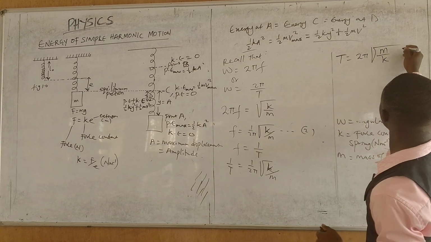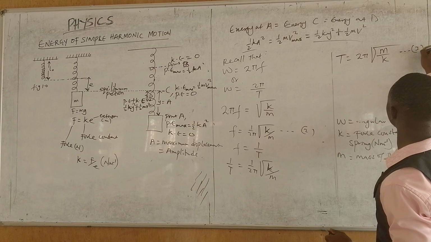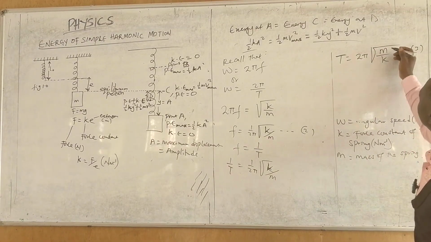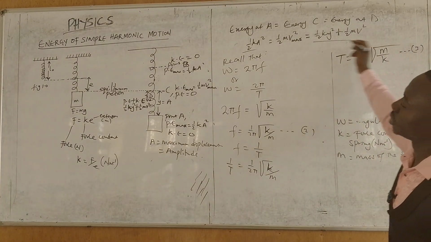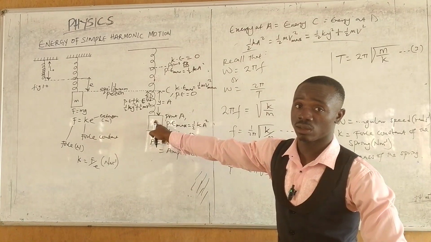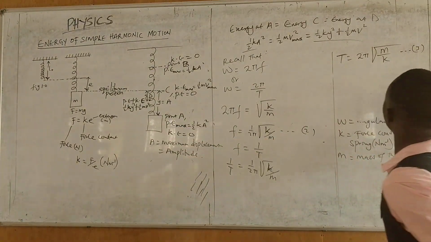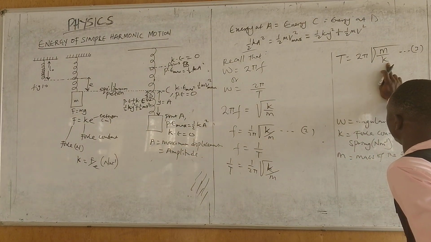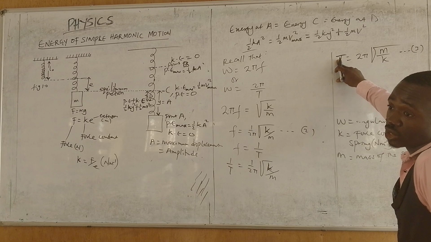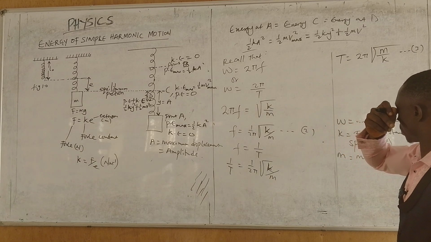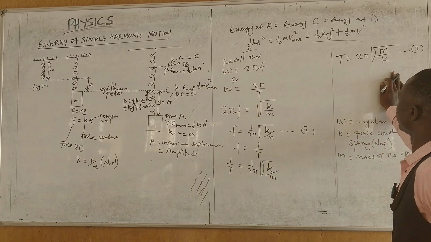Now let me call this one equation 3, where m is the mass, this load here, and k is the force constant of what? Of the spring. T is the period in what? In seconds.